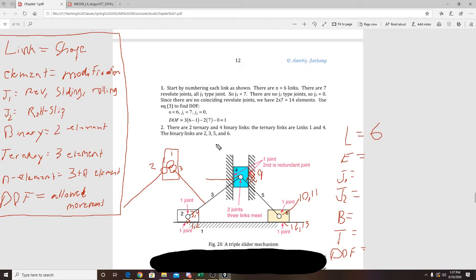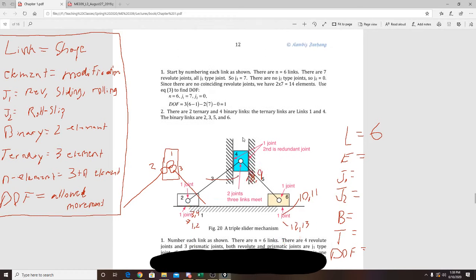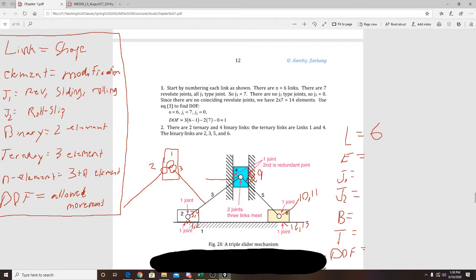Although I think, one sec, I might have miscounted that. Now that I look at it again, give me a second. There is no coinciding. We have 2 by 5 plus 3. There's 1 coinciding revolute joint, which is this one right here. Okay, yeah, I mean, it's counted, right? Okay. Maybe I thought I did it wrong for a second.